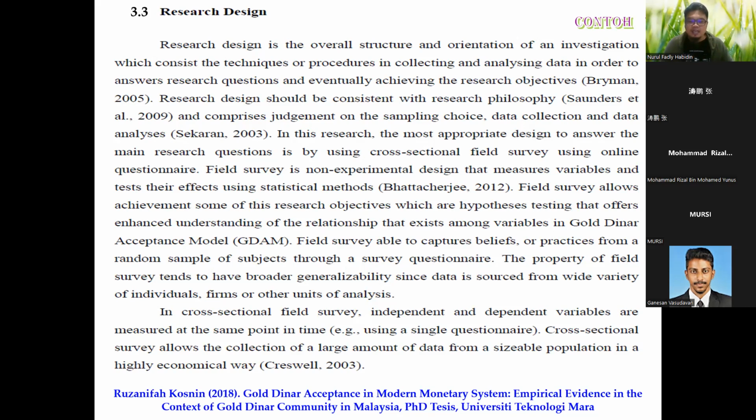So before that, this researcher also highlights that before we start on the data collection and analysis, this is really important. We should know our research philosophy, approach, choice, time horizon, and technique also.